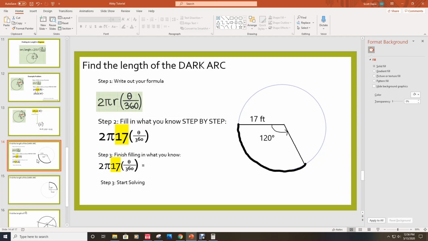They clearly defined what arc they're looking for. And challenge question for you: is this a major arc or a minor arc? Minor arc, yay, fun. Okay, anyways. So, like we said, step one, we're going to write out our formula.